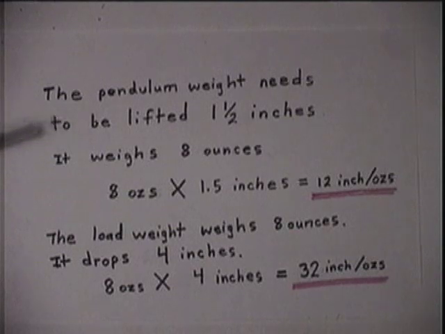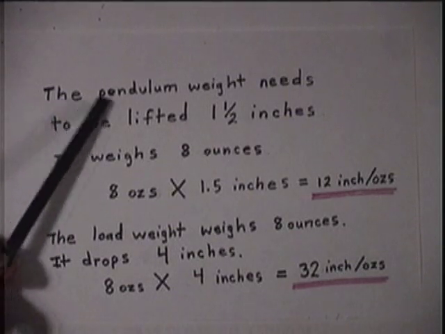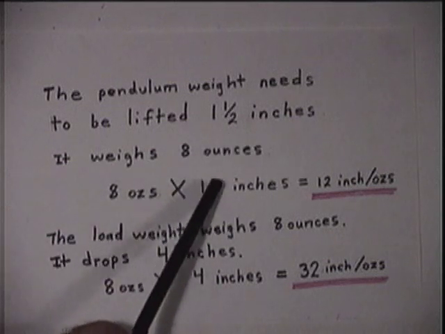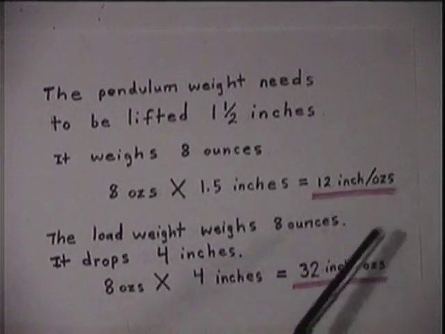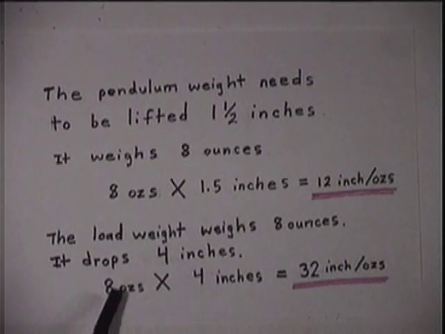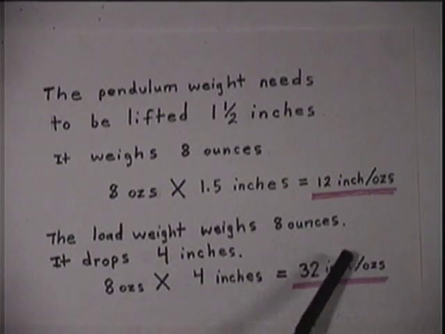So to review the results of the test, the pendulum weight needs to be lifted 1.5 inches. It weighs 8 ounces. 8 ounces times 1.5 inches equals 12 inch-ounces. The load weight weighs 8 ounces. It drops 4 inches. 8 ounces times 4 inches is 32 inch-ounces.